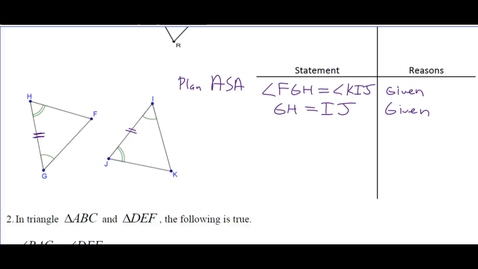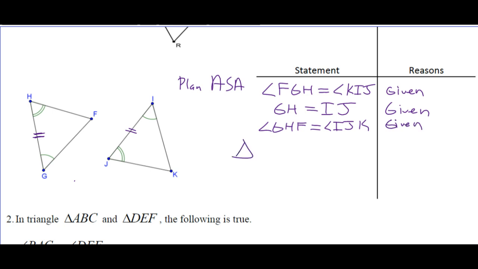Okay, what's the other angle that's the same? So we said FGH. Oh, JHF. Yeah, GHF. Angle GHF is equal to what? IJK, right? So we're going from GHF, we're going from the single angle up to the H and out, so we go I to J to K. Reason given.